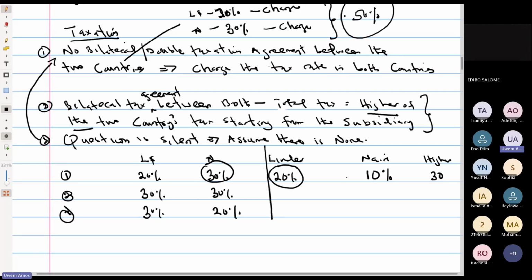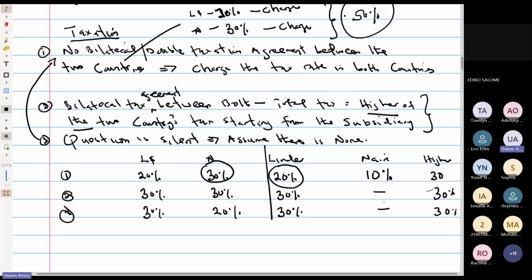If it is 30-30, you're going to start with Linda, which is where you're doing your investment. So you're going to charge 30% in Linda. The higher of the two is 30%. You already paid 30, so there's no tax in Nigeria because you already paid the higher of the two. Scenario 3, 30-20: the higher is 30. So you're going to charge 30% here. You've already charged the higher of the two, so you're not going to charge any tax in Nigeria.